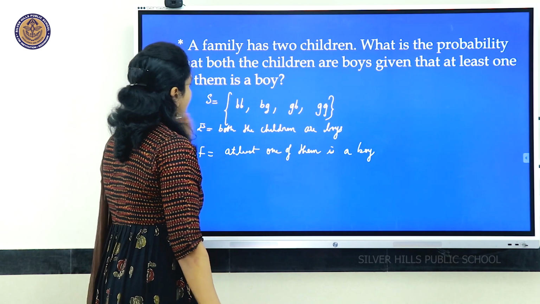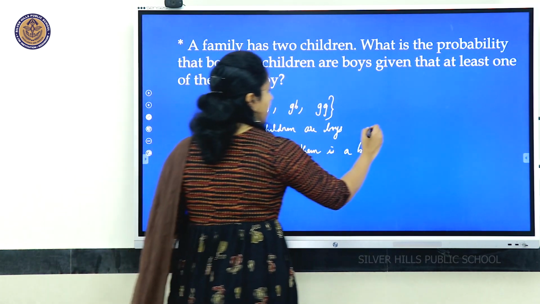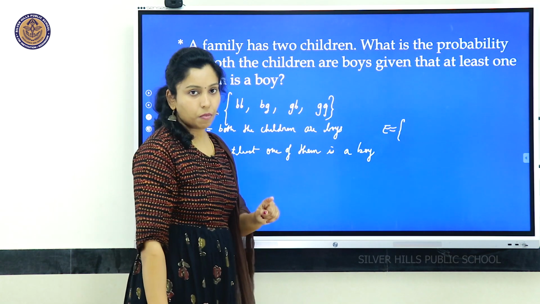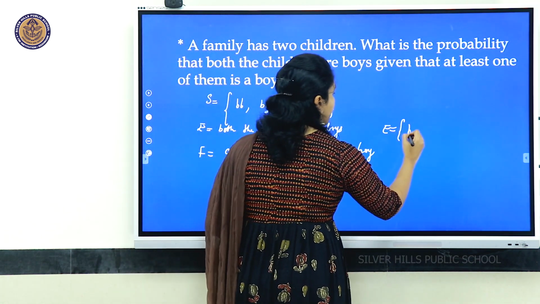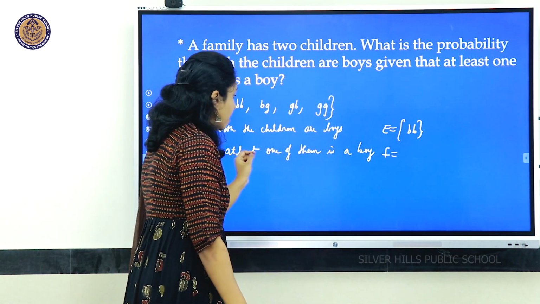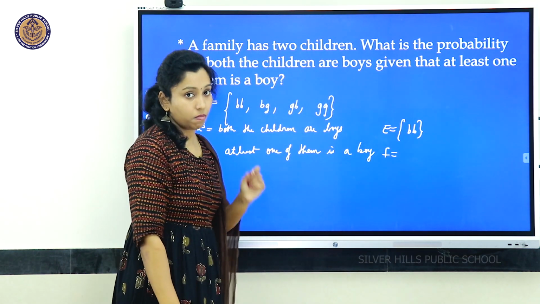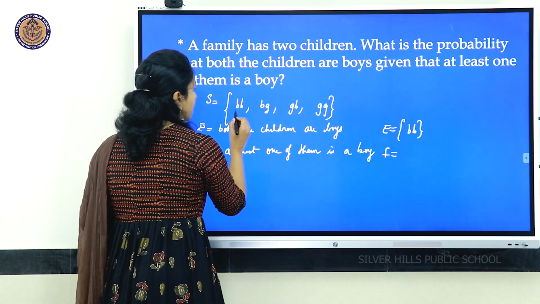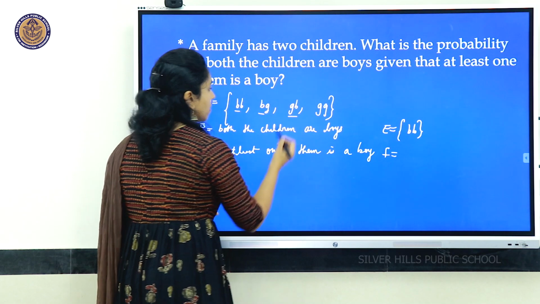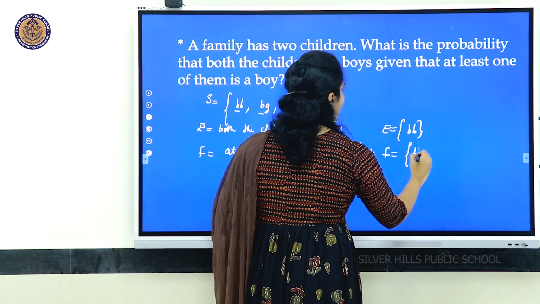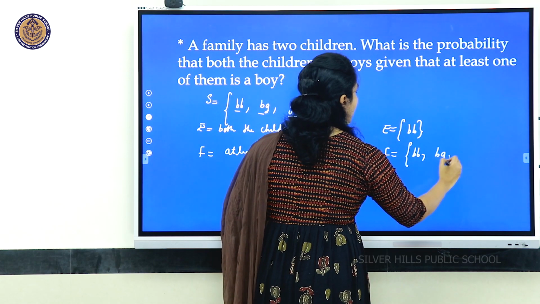Okay. So, now let us list the members of E. What are the members of E? Both the children are boys. So, what will come here? BB. And what about F? At least one of them is a boy. One boy should be present, at least one. So, 3 outcomes can come. F is equal to BB, BG, GB.